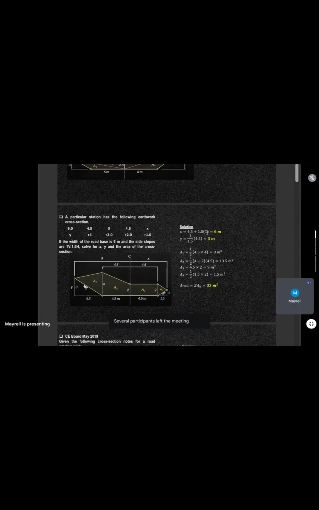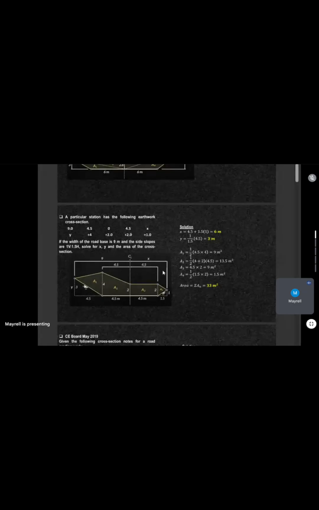Then divide them into areas so it will be easier to solve for the areas. So for this, we divide them into 4 areas: area 1, area 2, area 3, and area 4. Okay, we can solve for area 1. So that's a triangle, 1 half 4.5 times 4. So that's 9 square meters.